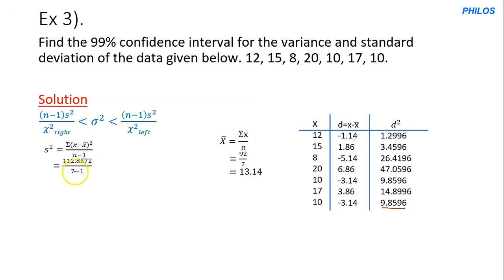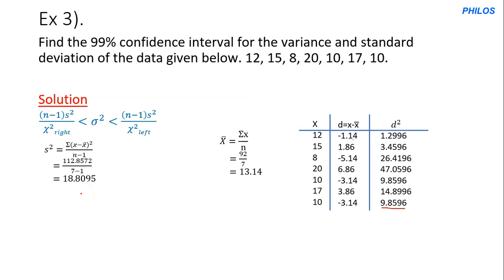Our n is 7, so 7 minus 1. When you put that on your calculator, you get 18.8095. So our sample variance is 18.8095. You can leave it in 2 decimal places and that will be 18.81.